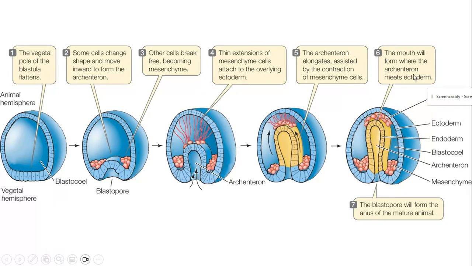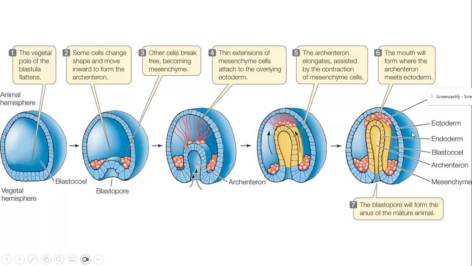Mouth will form where the archenteron meets the ectoderm. The mouth forms. This is ectoderm, this is endoderm, this is blastocoel. This here is now the archenteron, and this is mesenchyme, the cells. This is blastopore, right? Remember, some cells become blastopore, some cells become mesenchyme. This is the blastocoel cavity we've been talking about.